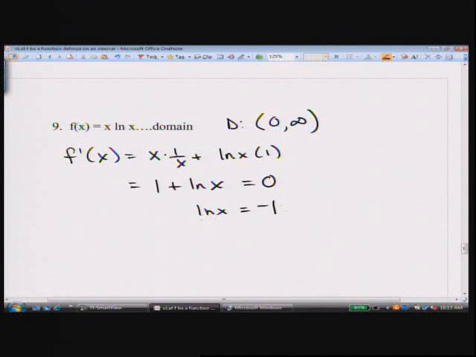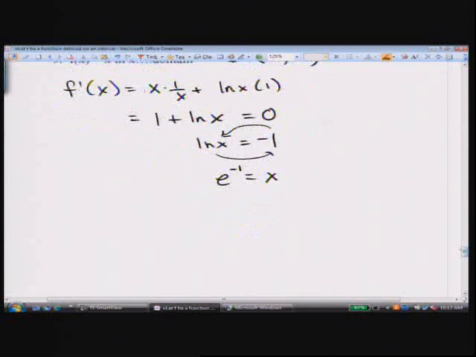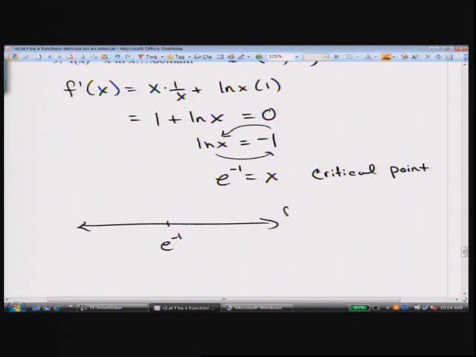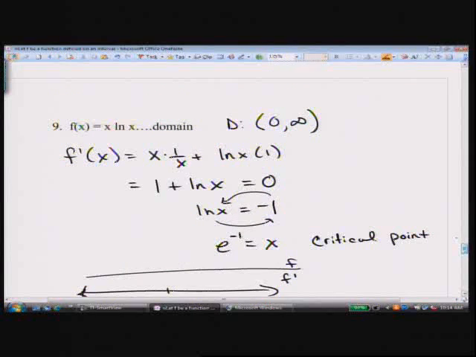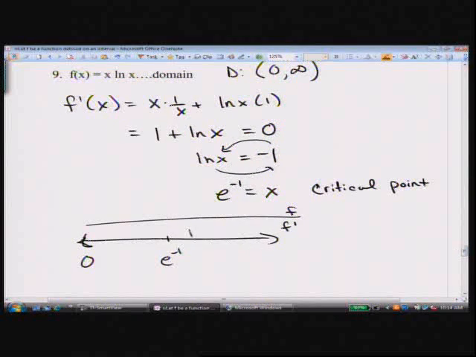So you have to e it, right? So this is just like a little circle of life. E to the negative 1 equals x. So e to the negative 1 is your critical point. So that's 1 over e. You're looking at f prime to help you make some decisions about f. Okay, if you pick a number to the right of e to the negative 1, like 1,000, and you plug it in here, 1,000 times the ln of 1,000, that's certainly going to be positive.